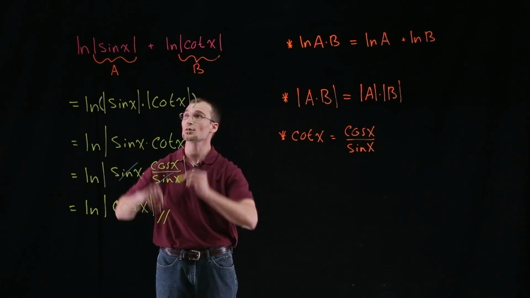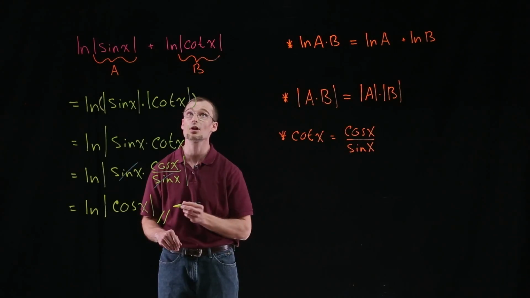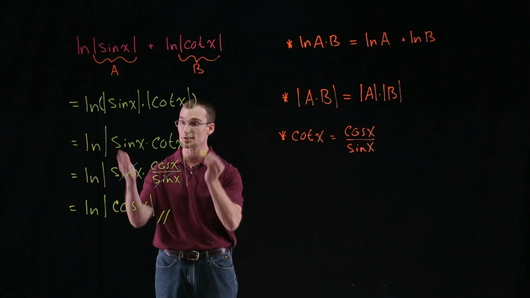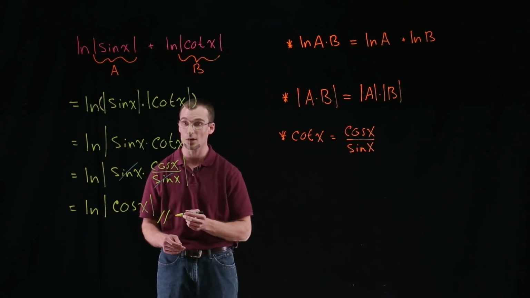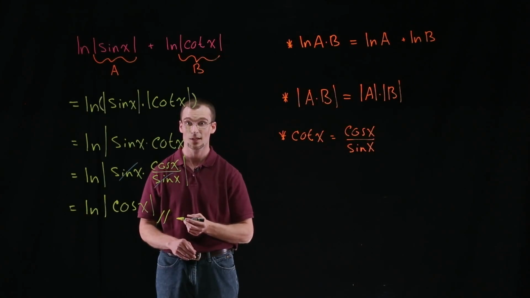So we took our expression natural log of absolute value of sine of x plus natural log of absolute value of cotangent x, wrote it as a single logarithm, and simplified it to natural log of absolute value of cosine x. Thank you very much.